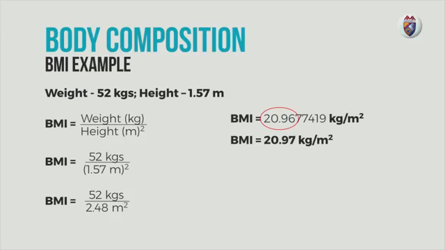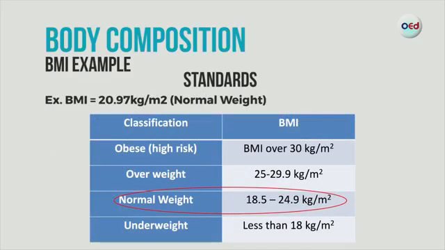The result is now 20.9677419 kilograms per meter squared. Always get two values after the decimal point and round off that value. Your final answer is now 20.97 kilograms per meter squared. What score did you get? What do you think does this value mean?